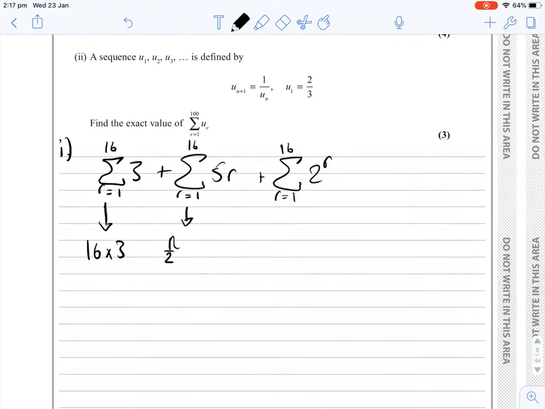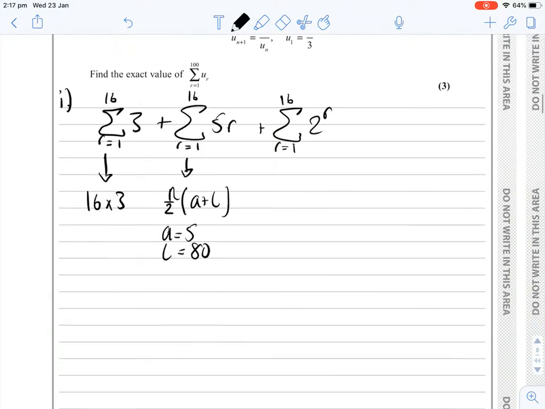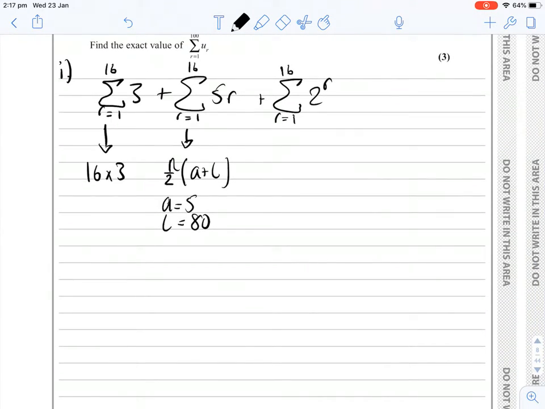half n (a plus l) because this is going to be an arithmetic series. So the first term is going to be when r is 1. So when r is 1, the first term is 5. The last term is going to be when r is 16. So 16 times 5 is 80. And the number of terms is going to be 16. So we're going to have 16 over 2, lots of 5 add 80. And so we'll sort all these out afterwards.